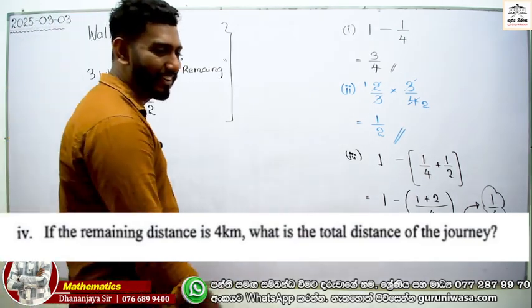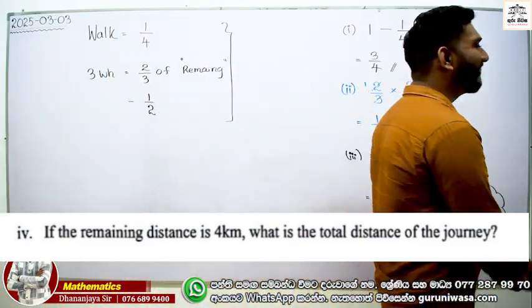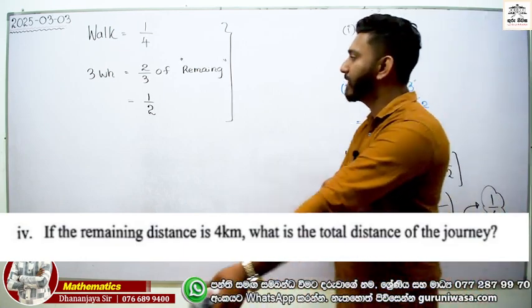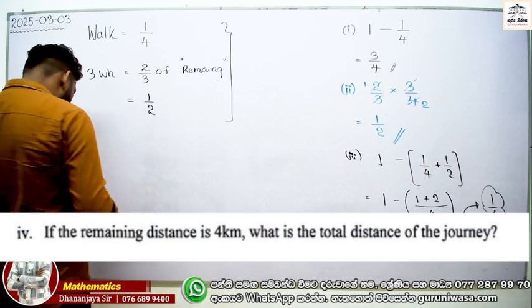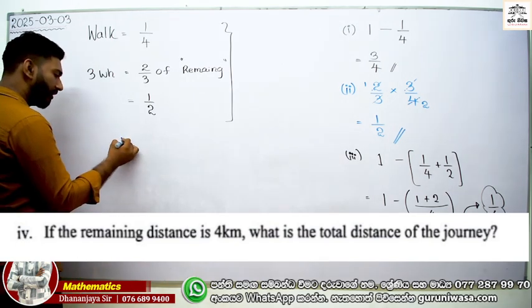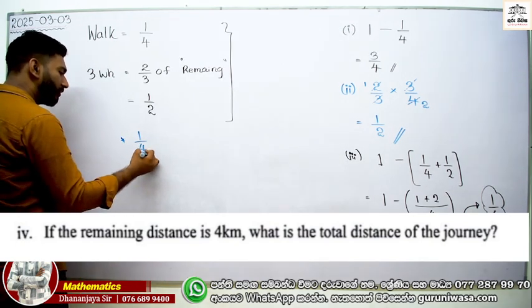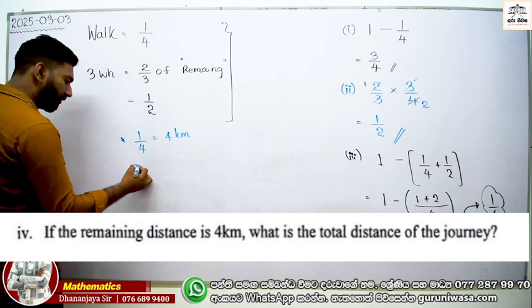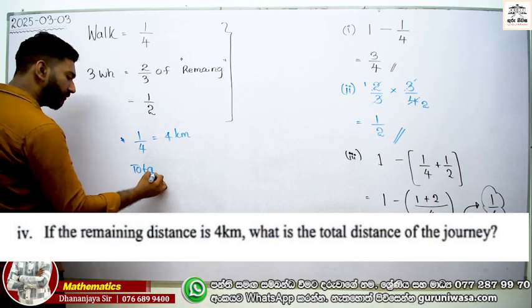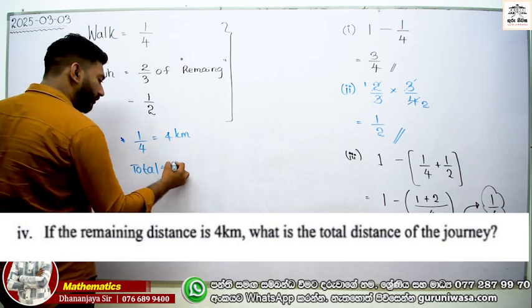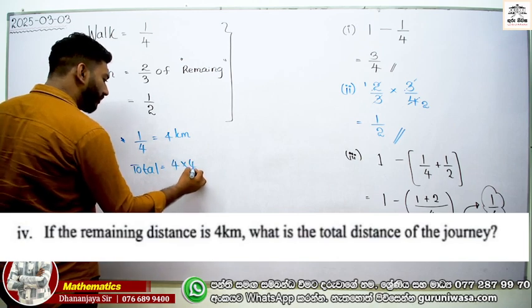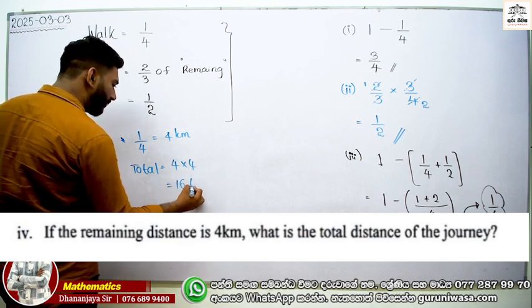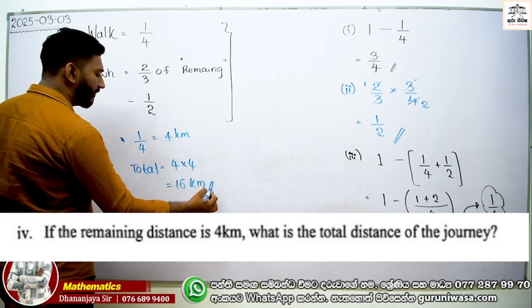Very good. 16 kilometers. Because why? 1/4 should be equal to the 4 kilometers. Therefore, total means 4/4, then 4 times 4, how many kilometers? 16 kilometers.